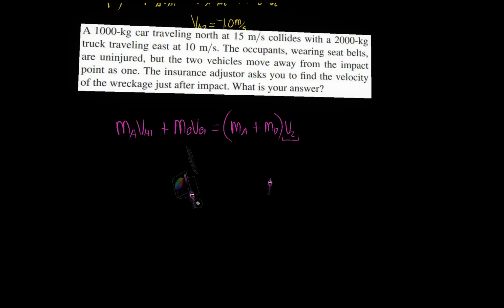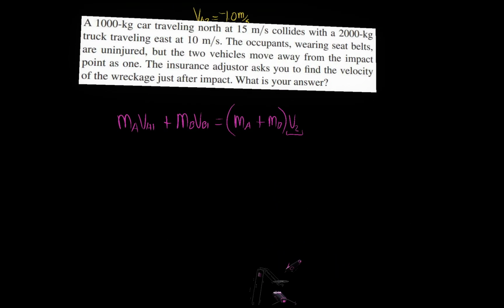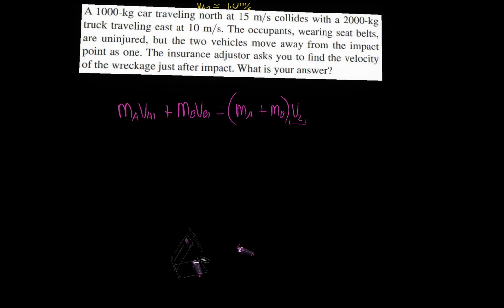You can stick with A and B. You can say C and T for car and truck. Whatever you do, be consistent and make sure that you know what each subscript means, because this is easily confused when you get all these subscripts going on.